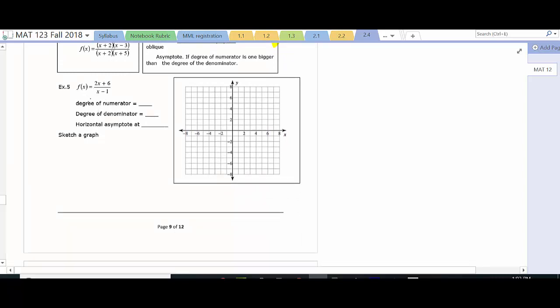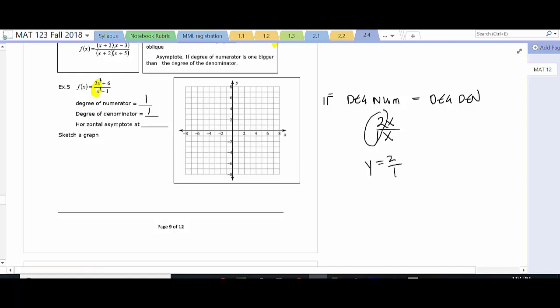First, the degree of the numerator is the highest power of x, so that's a 1. The degree of the denominator is the highest power of x, so that's a 1. Here's what rule number 1 says, and you don't have to write this down. If the degree of the numerator is equal to the degree of the denominator, then all you have to do is look at this part of the problem right here. You just look at 2x over x, and the answer to the horizontal asymptote is just the ratio of 2 over 1.